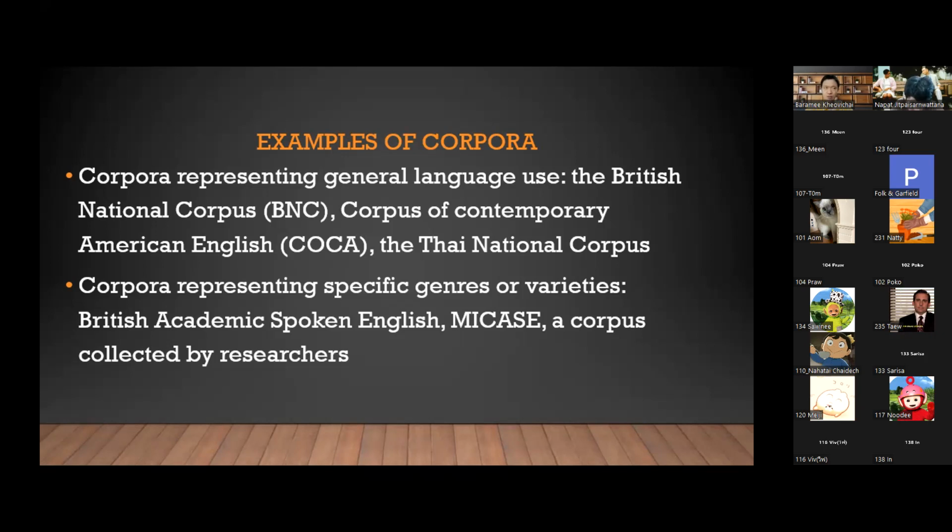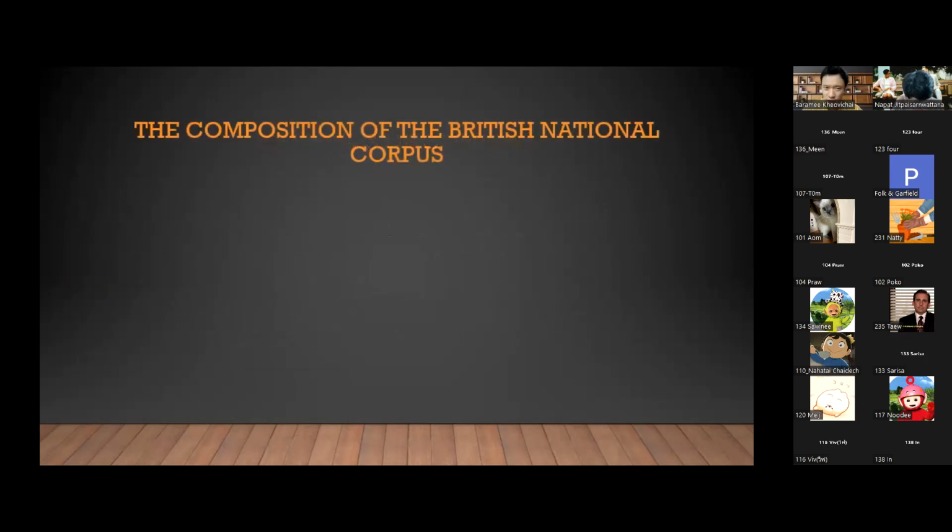Or sometimes, as researchers, we can collect data ourselves and make a corpus by ourselves. For me, for example, I did research on WHO Secretary-General speeches, so I compiled the speeches and made a corpus. Those are examples of corpora.